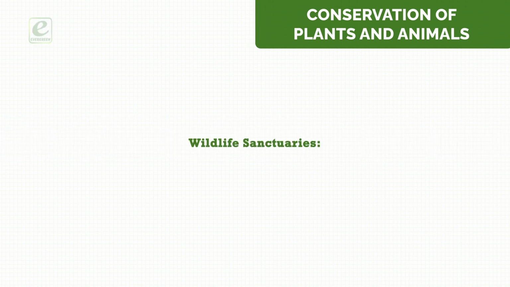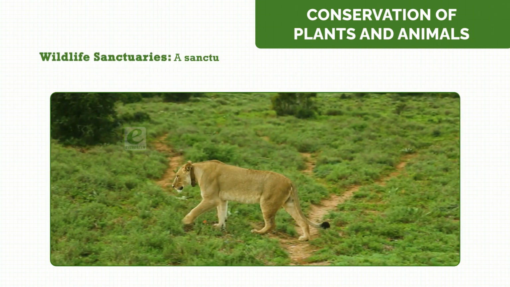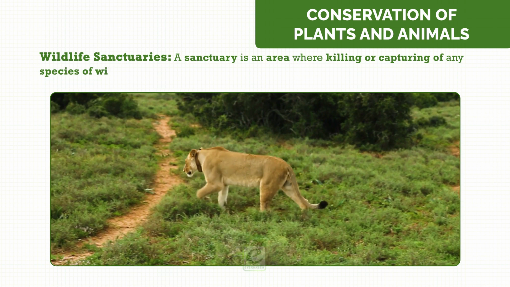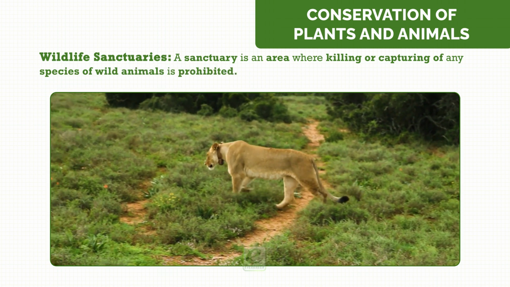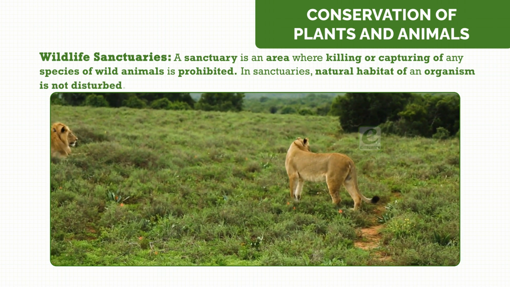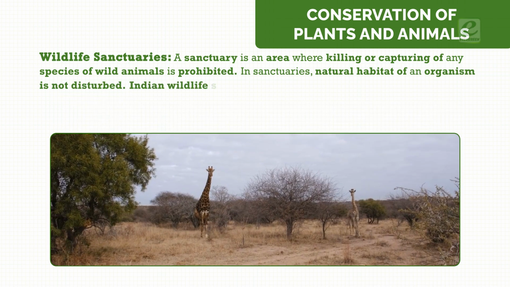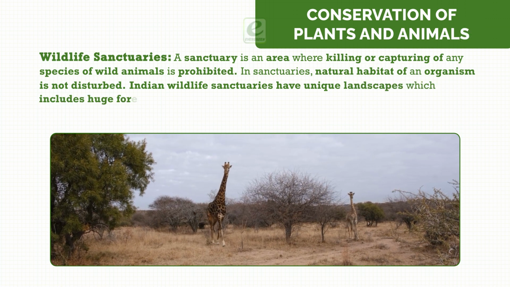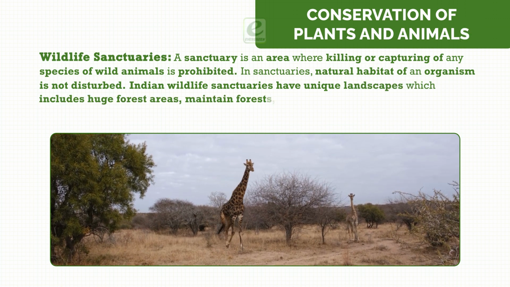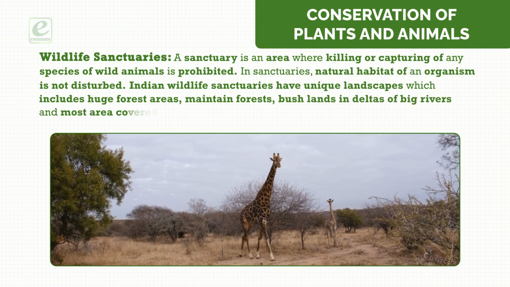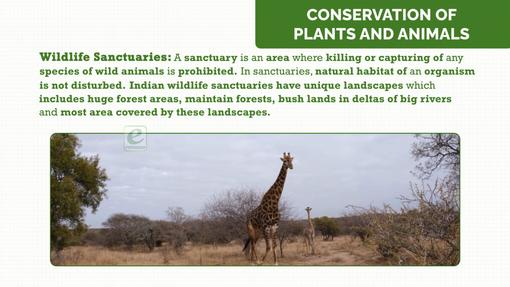Wildlife sanctuaries. A sanctuary is an area where killing or capturing of any species of wild animals is prohibited. In sanctuaries, the natural habitat of an organism is not disturbed. Indian wildlife sanctuaries have unique landscapes which include huge forests, maintained forests, and bushlands in the deltas of big rivers, and most of the area is covered by these landscapes.